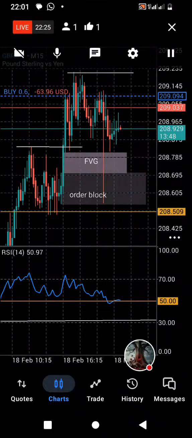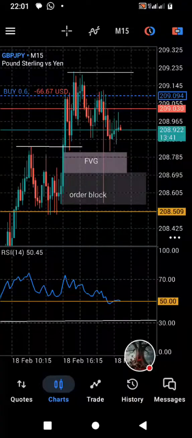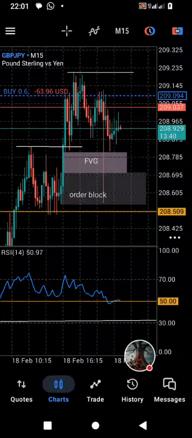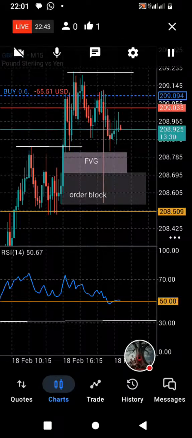Always learn how to take your entry from the 15-minute time frame. Make your focus the 4-minute time frame. It gives you a perfect entry point. It helps you to know when to enter a trade.